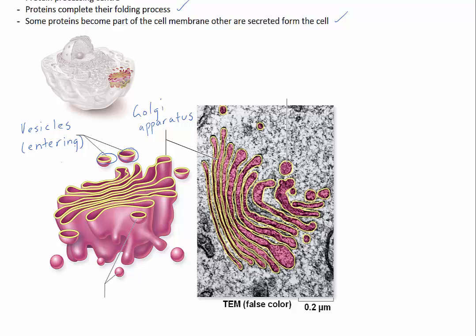Now on the other side, you end up with vesicles that have been processed so that they actually have complete functioning proteins inside of them. So these vesicles are leaving. And so here's another example of a vesicle in the electron micrograph, which you can see quite clearly having pinched off the end of the membrane of a Golgi apparatus.